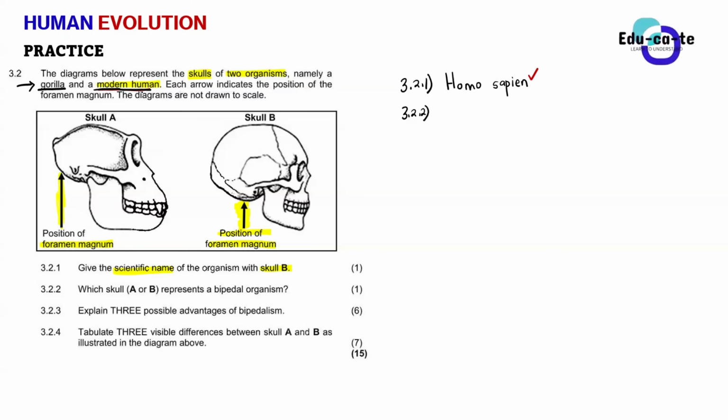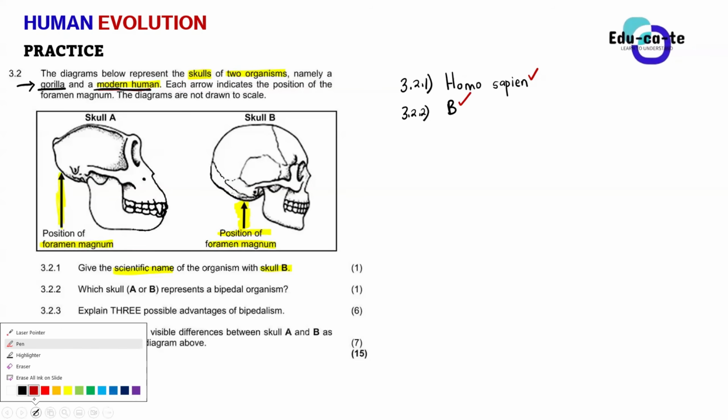So which skull, A or B, represents a bipedal organism? B, sir. Give a reason for your answer. Because it has an S-shaped spine, sir, and it uses two legs. Give a visible reason for your answer, something visible from the diagram. I don't see a spine there.